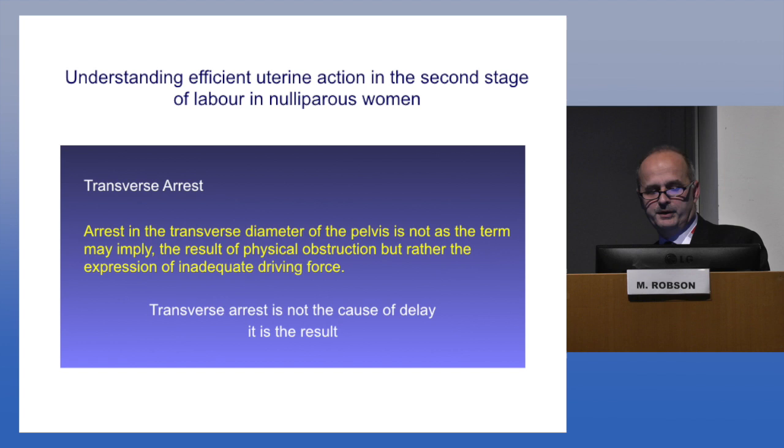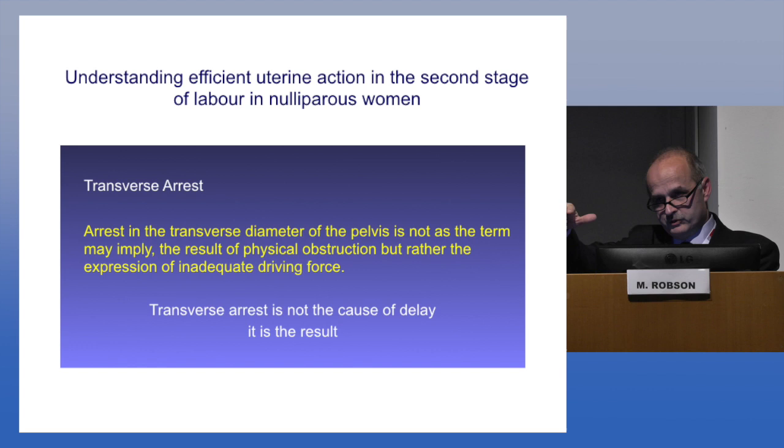You've all heard transverse arrest. You probably have an Italian name for it. But in nulliparous woman, arrest in the transverse diameter of the pelvis is not, as the term may imply, the result of physical obstruction, but rather the expression of inadequate driving force. OT position is much more common, I would argue, in a labor that, for whatever reason, has had poor progress.